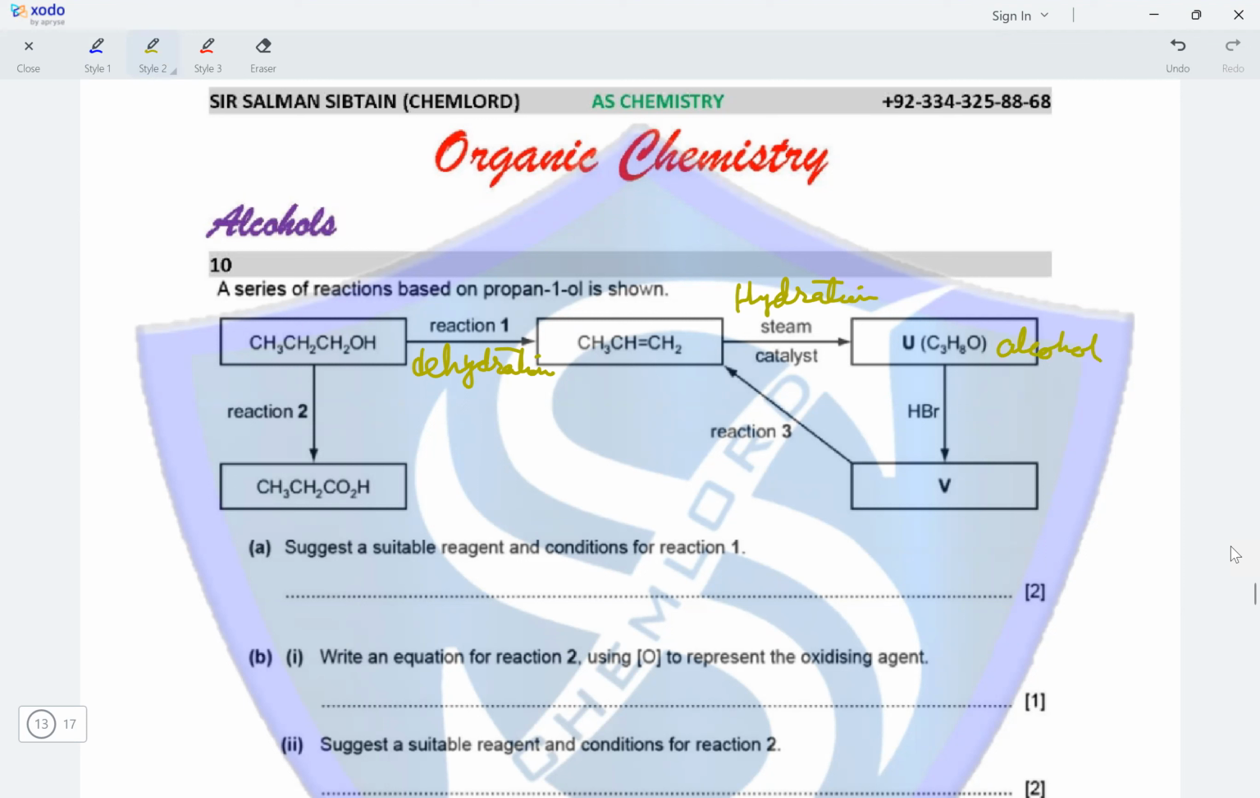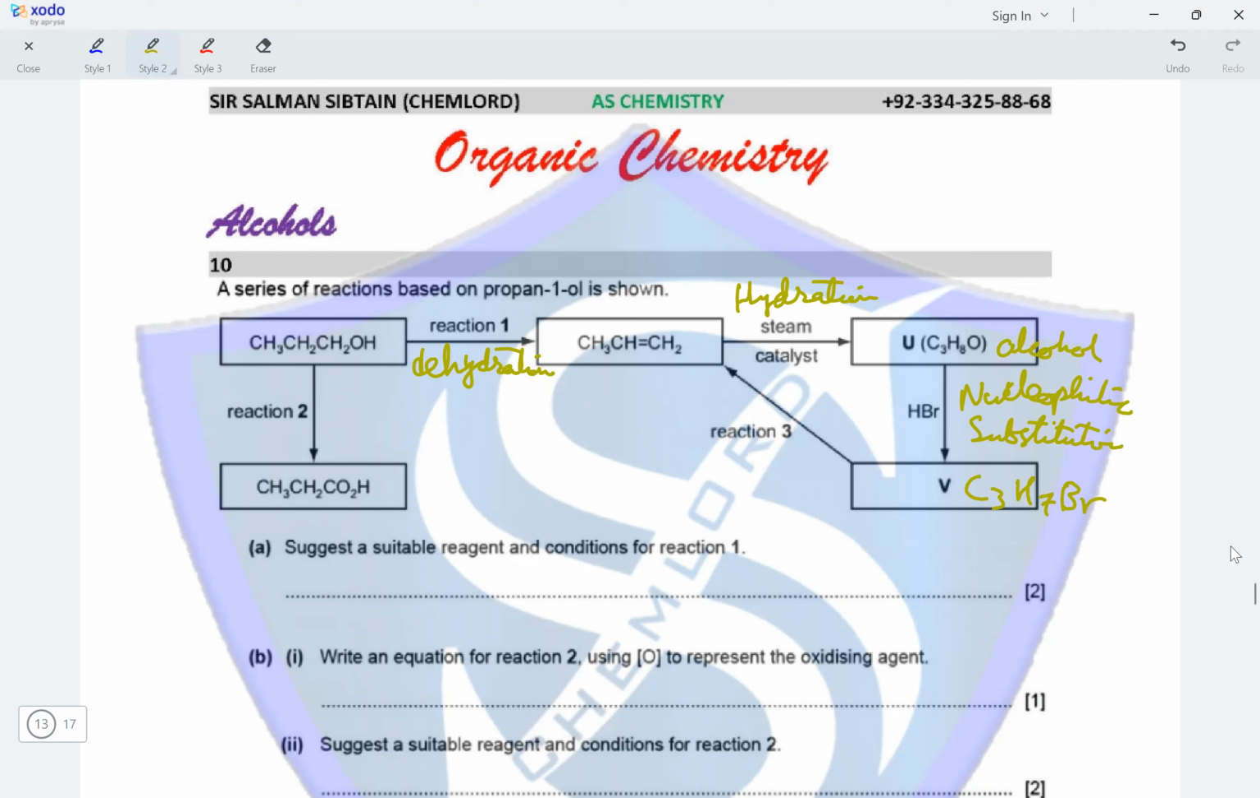And then the alcohol reacts with HBr and undergoes nucleophilic substitution to form compound V. So compound V would be C3H7Br, because OH will be replaced by Br. And in reaction 3, the compound V is converted back into the alkene. So this is removal of HBr. So this is an elimination reaction.